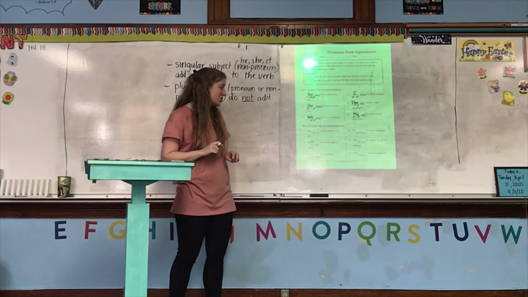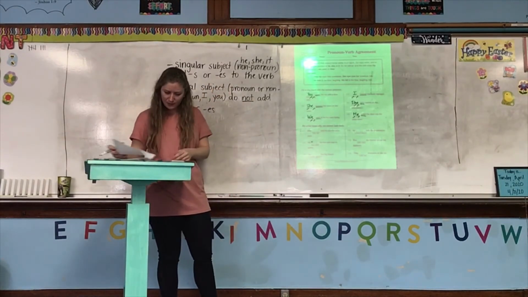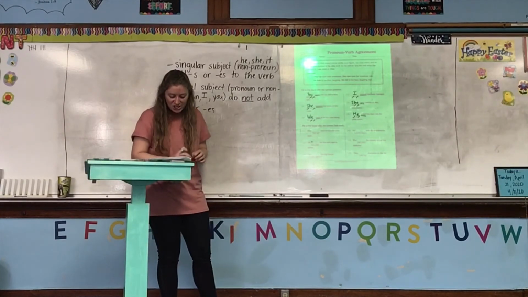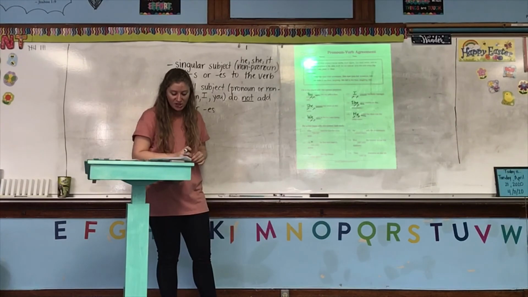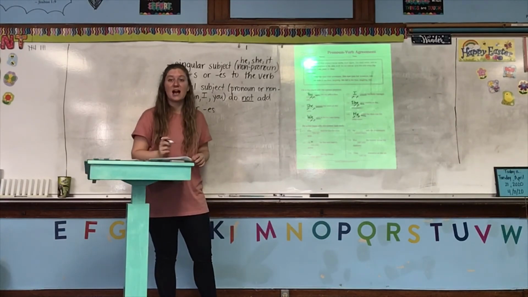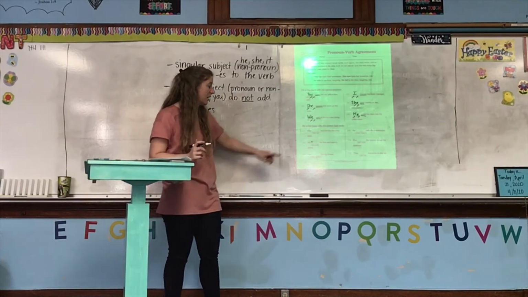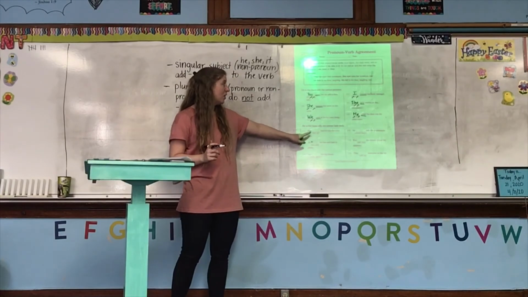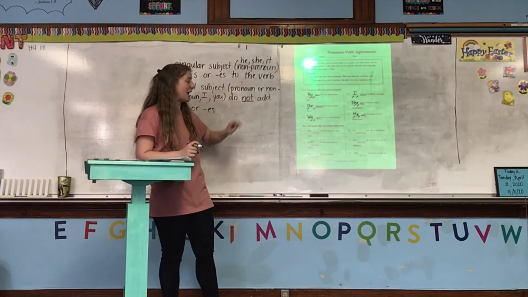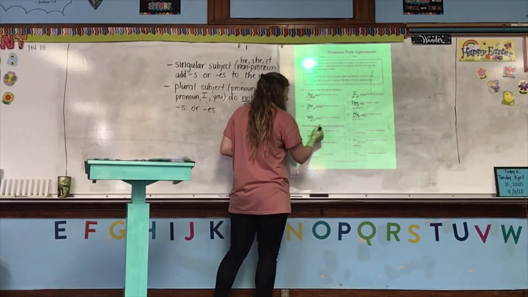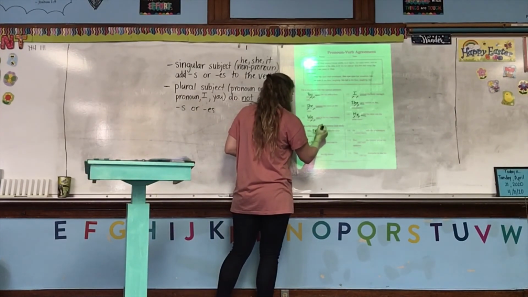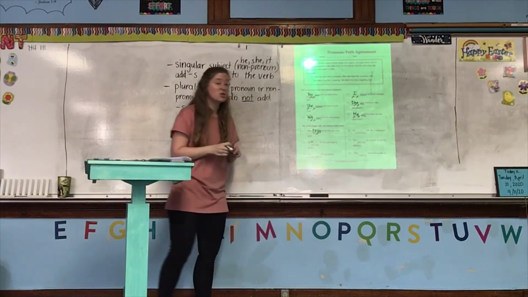Number 7, she blank hard to find the other sock. Is it she tries hard to find the other sock, or she try hard to find the other sock? Well, our pronoun is she, we know anytime it's she, we add S or ES, so it can't be try, it has to be she tries hard to find the other sock.